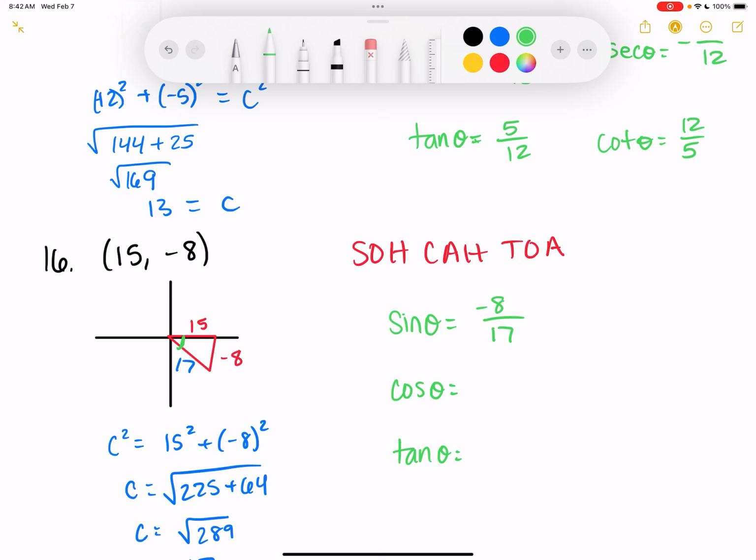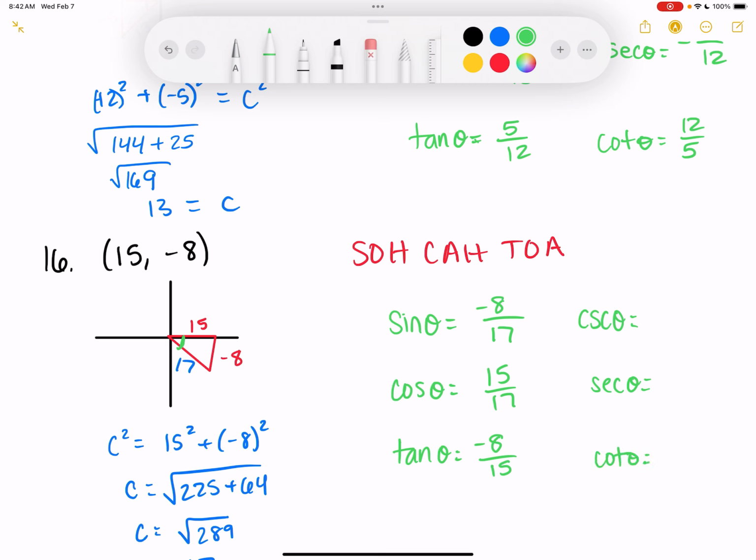Okay, well, yes, sine is opposite over hypotenuse, cosine is adjacent over hypotenuse, so what is that value going to be? Oh, 15 over 17. Tangent. 8 over 15. -8 over 15. Oh, yeah. Opposite over adjacent. So then I can do cosecant, secant, and cotangent.